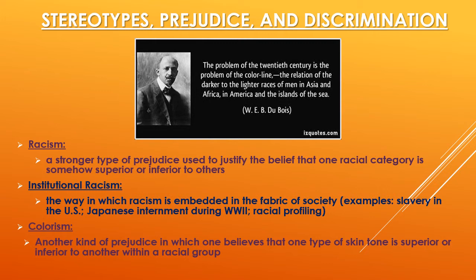Colorism is the next step, and that's another kind of prejudice in which a person believes that one type of skin tone is superior or inferior to another within a racial group. For example, in Indian society, skin bleaching is a common practice because lighter-skinned Indians are associated with a higher social status than darker-skinned individuals.